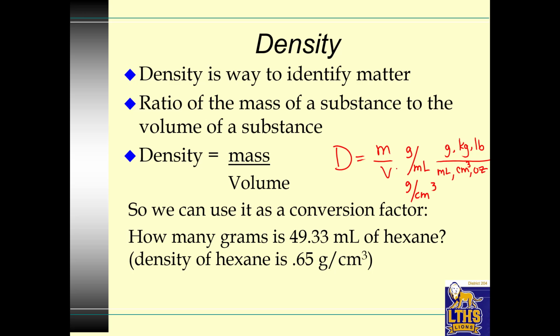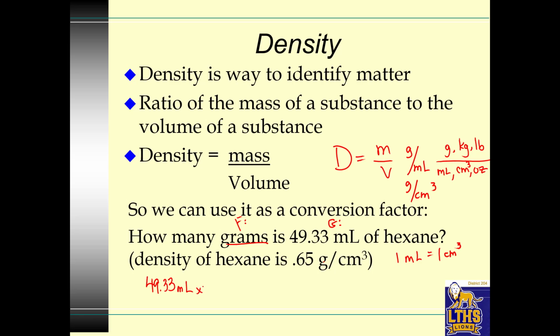Hey, how many grams is in 49.33 milliliters of hexane? Yay, our favorite chemical, hexane. All right, here's the density of hexane. So here's what we're given. Here's what we're trying to find, grams. So you start with what you're given, 49.33 milliliters. And then density is given in grams per centimeter cubed. But 1 milliliter equals 1 centimeter cubed.